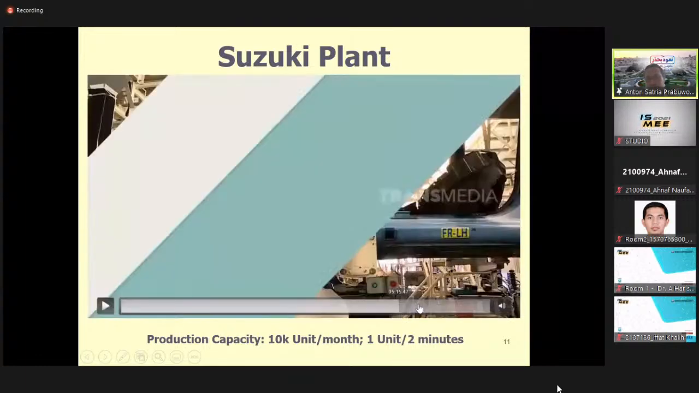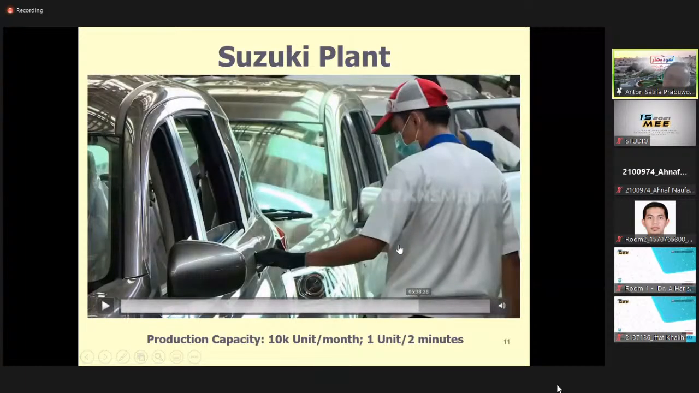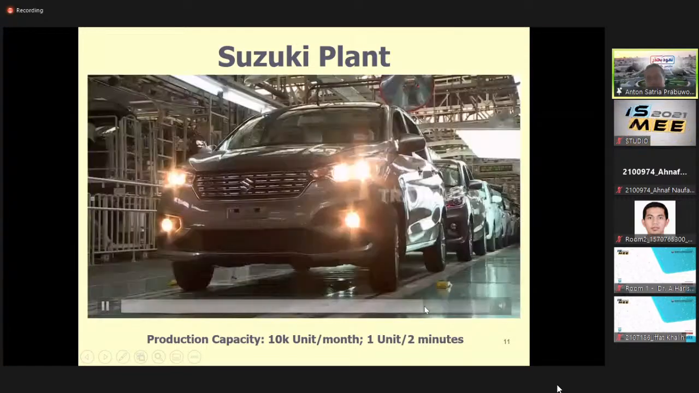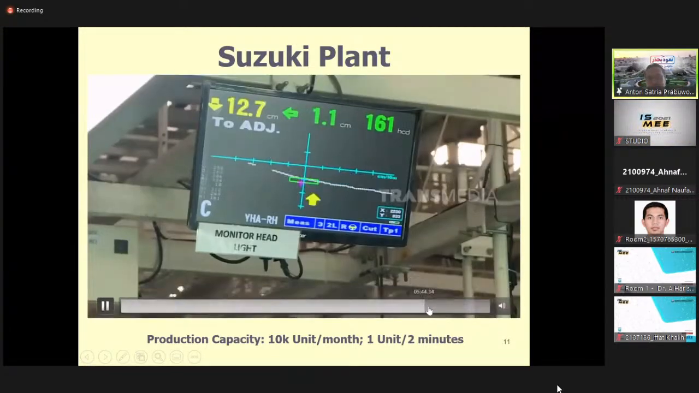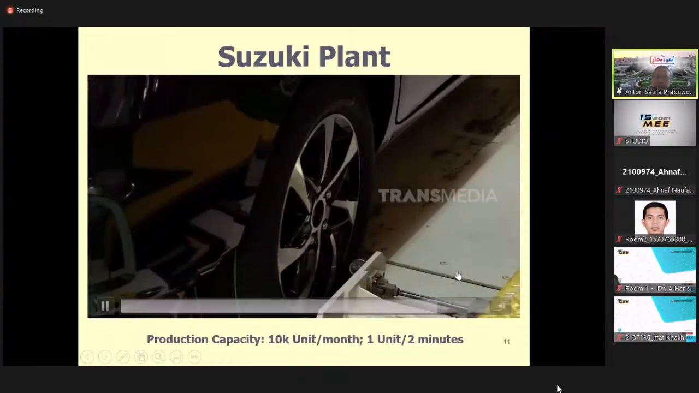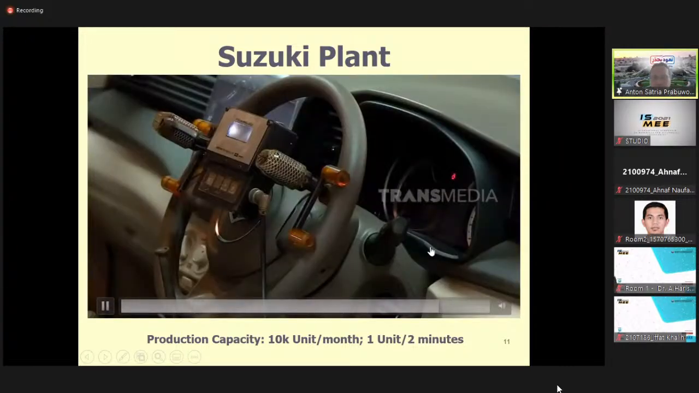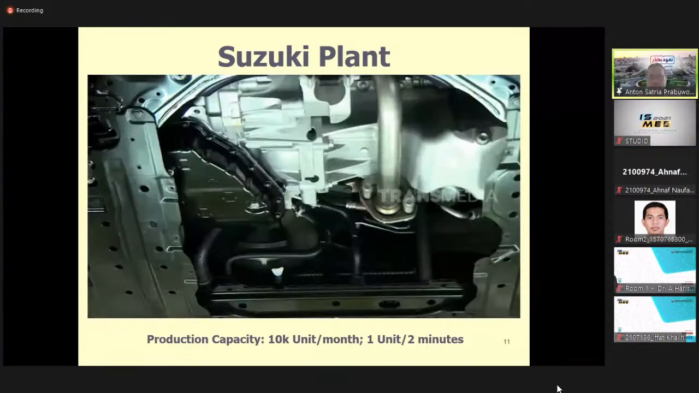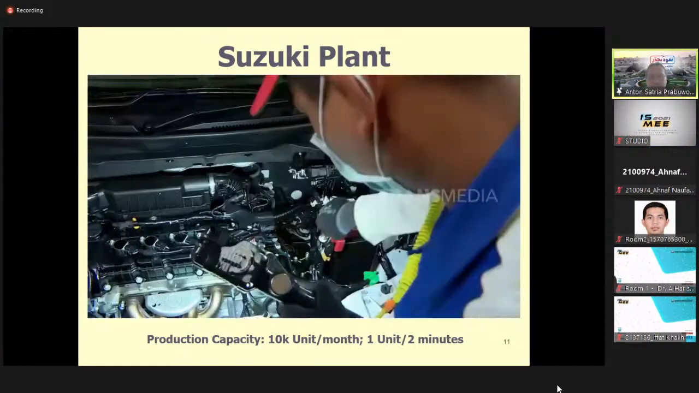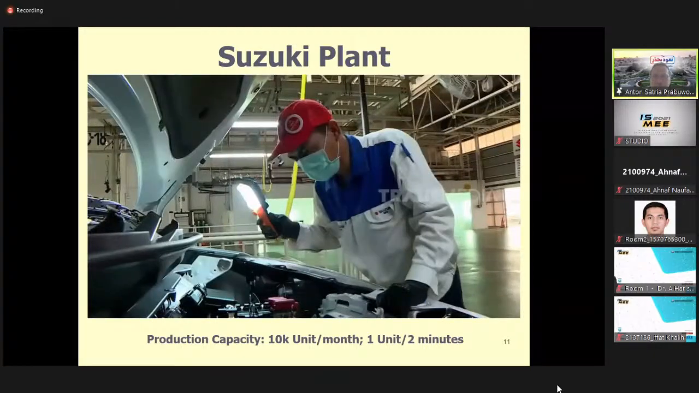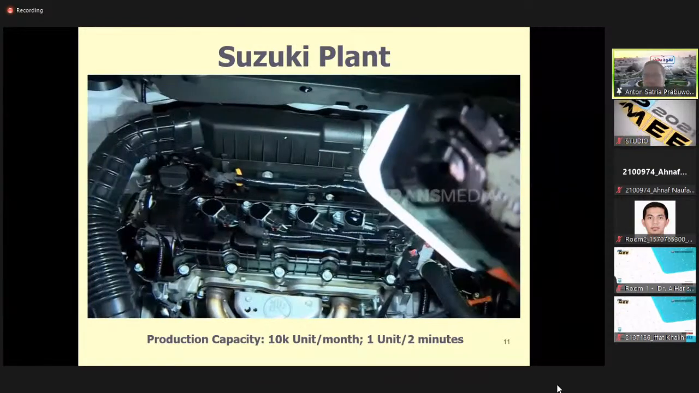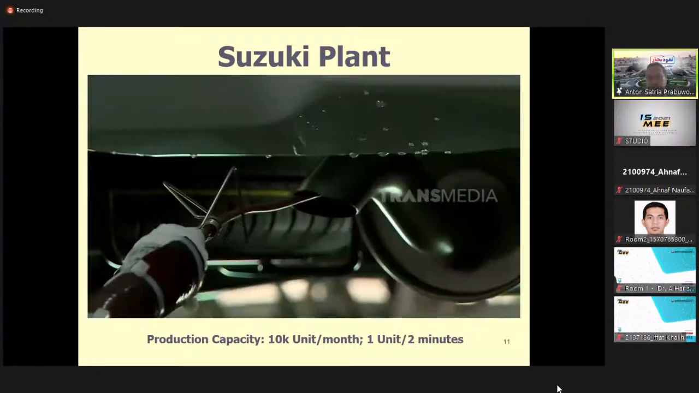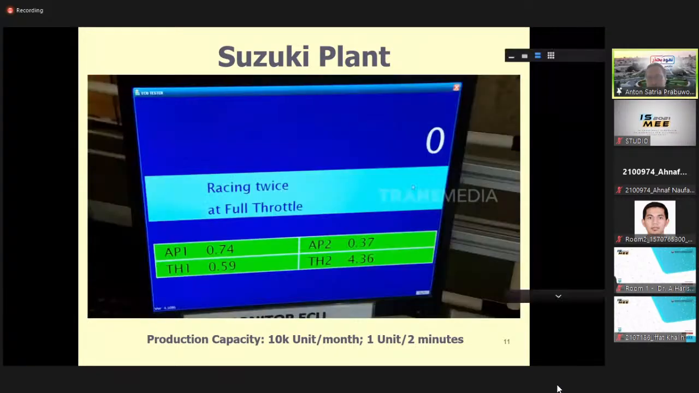All right, I will skip some process. So this is the final inspection. Final inspection before proceeding to the driving test, for the final step of the process. So they check the engine as well. All the things. All right.